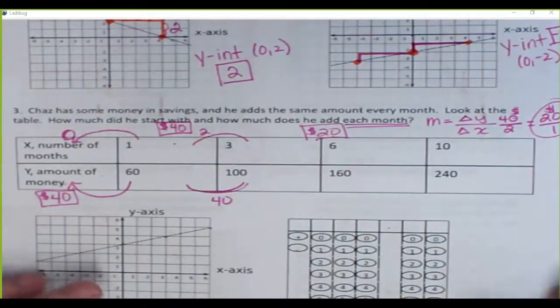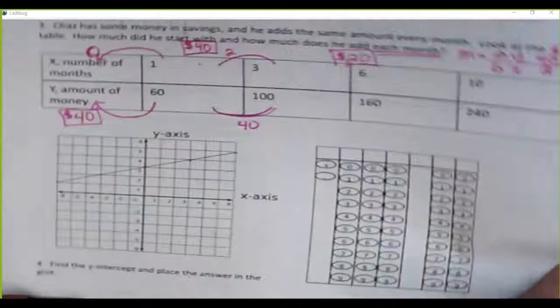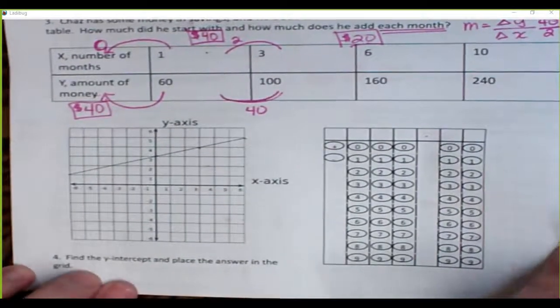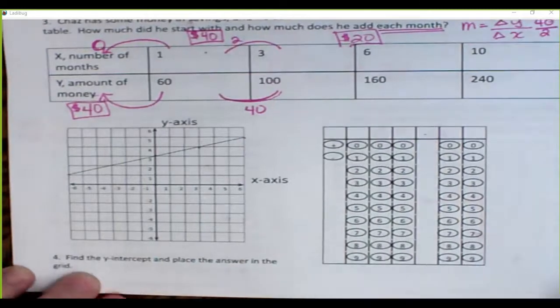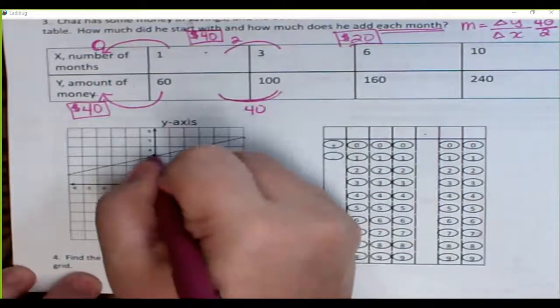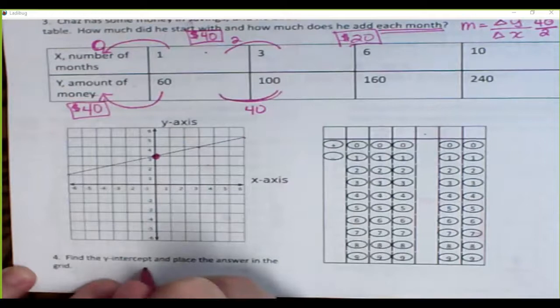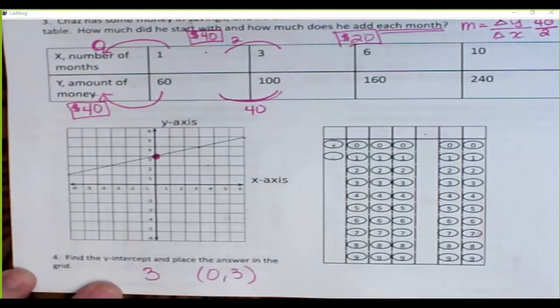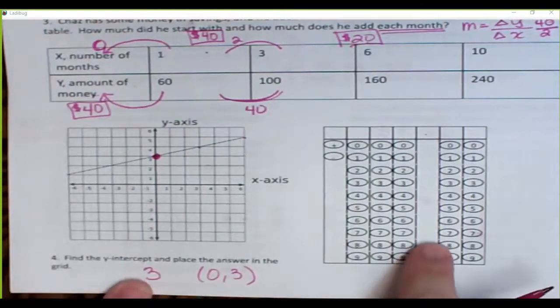All right, let's look at the last one. Find the y-intercept and place the correct answer on the grid. Where's the y-intercept? At 3. So my y-intercept is at 3. The ordered pair is 0, 3. Which answer am I going to put on a griddable?